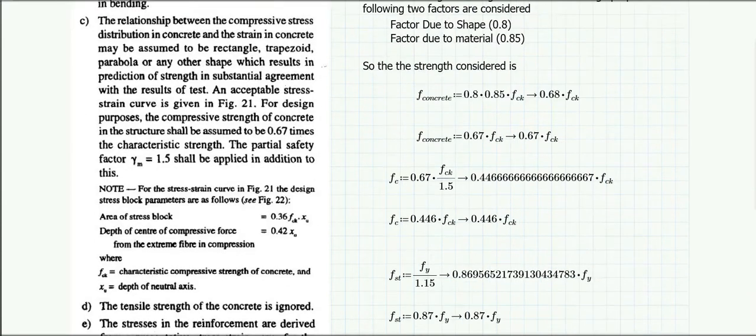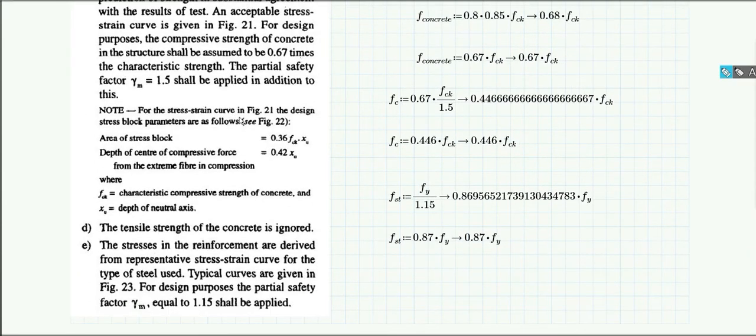Also, there is a small note here. For the stress strain curve in figure 21, the design stress block parameters are as follows. The area of the stress block is 0.36 fck xu, and the depth of the center of the compressive force is equal to 0.42 xu from the extreme fiber in compression, where fck is the characteristic compressive strength of concrete and xu is the depth of the neutral axis. Now, let's try to see what this particular clause means for us.